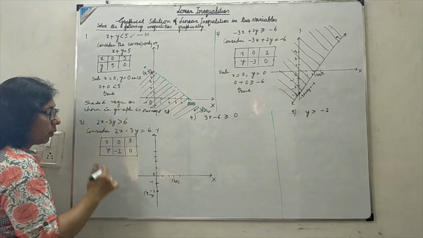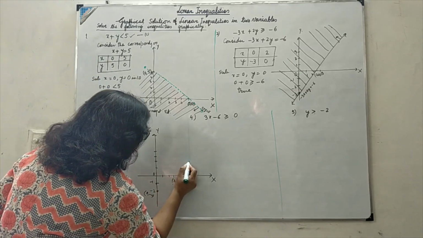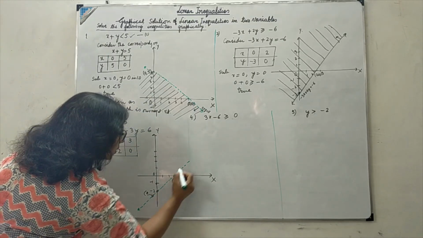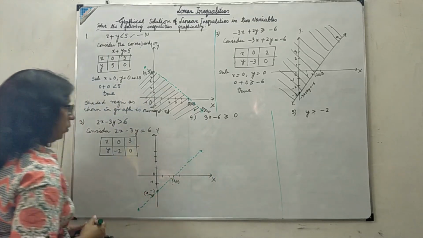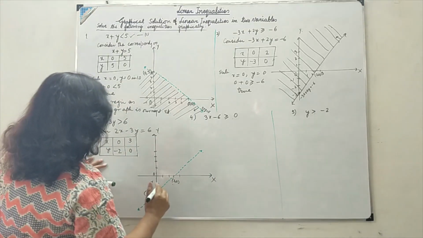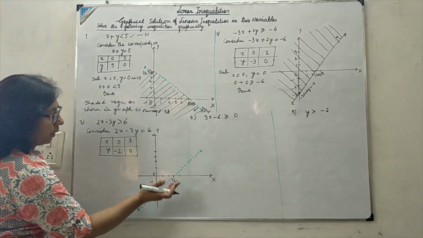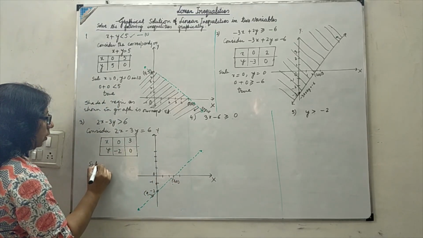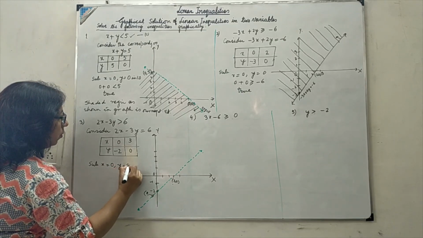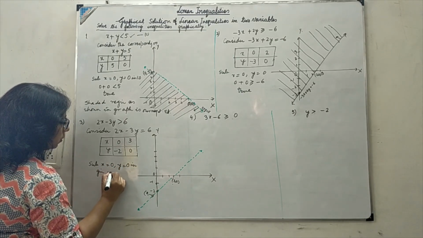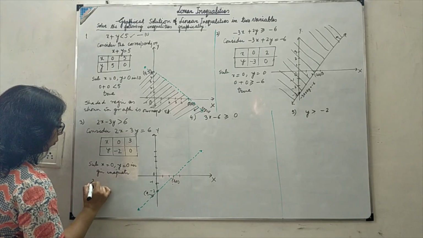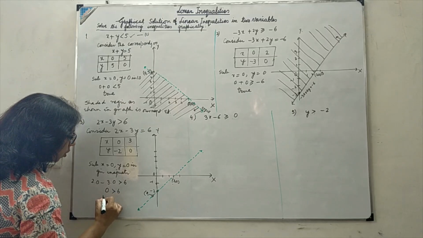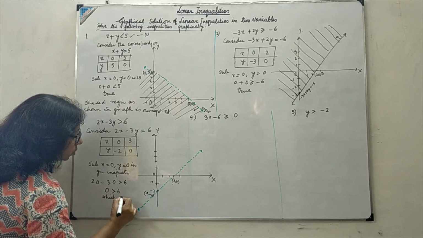But again there is a strict inequality, so this is dotted. I am using another color pen to make it clear that this is a dotted line. Otherwise you can use your blue or black pencil. After that we have to check whether it is this half plane or that half plane. Again I will substitute x as 0 and y as 0 in the given inequality. That gives 2 into 0 minus 3 into 0 greater than 6. This is 0 greater than 6, which is not true.